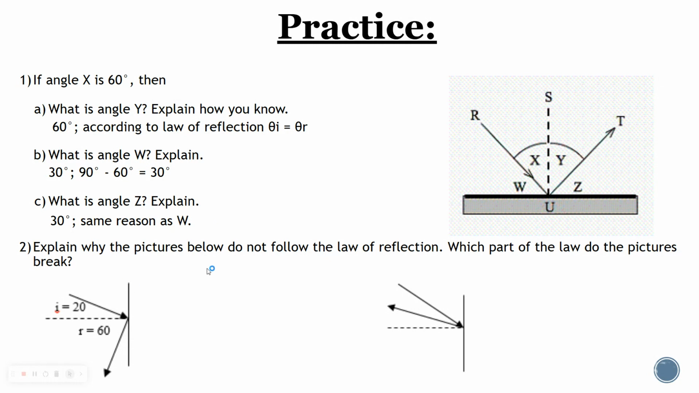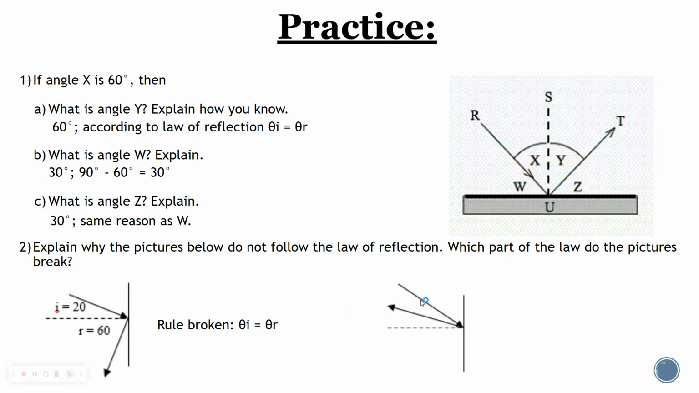Next question was explain why the images below do not follow the law of reflection. Which part of the law do the pictures break? So this one is pretty straightforward. You see the angle of incidence here is 20, and then the angle of reflection here is 60. So we know that theta I is supposed to be equal to theta R, so that's why this one's wrong.